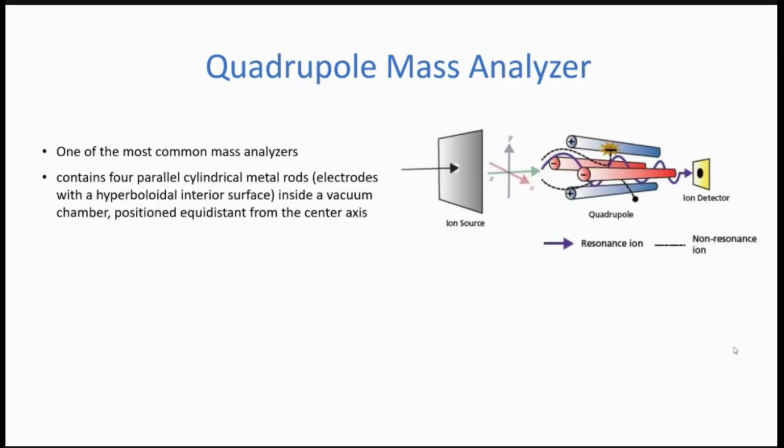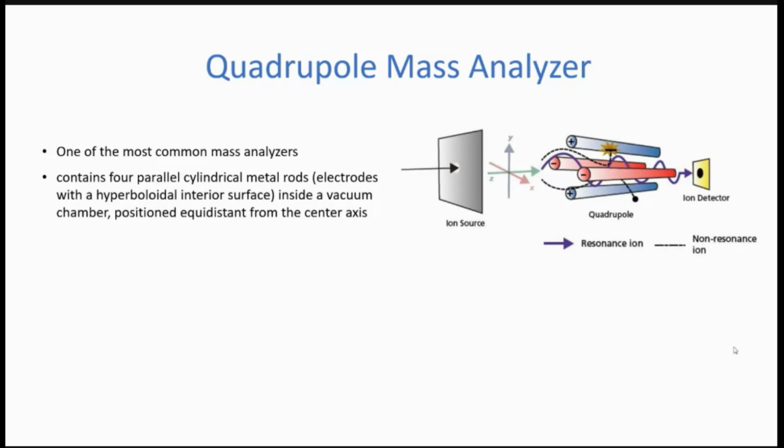Okay. So quadrupole mass analyzers are one of the most common mass analyzers. So we have a QTOF, which has a quadrupole Q and then time of flight, which is the other. So that's a tandem mass spectrometer. Quadrupole mass analyzers are pretty cool. They are exactly what their name says.